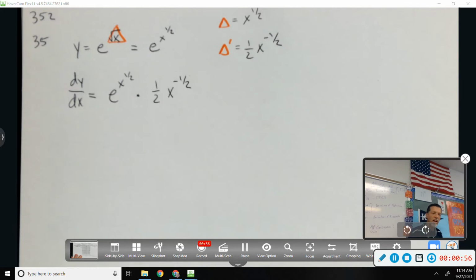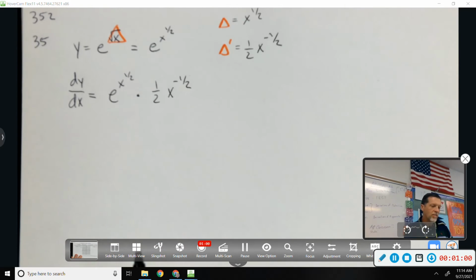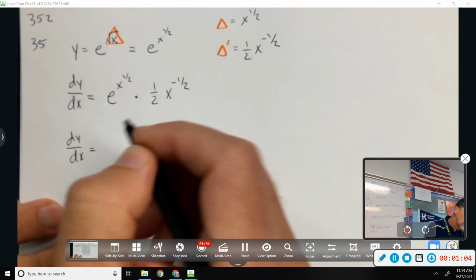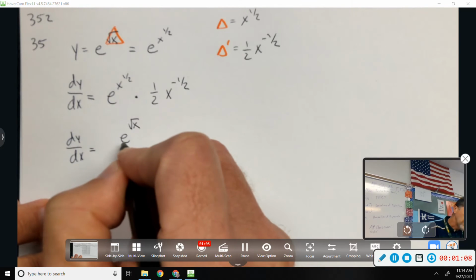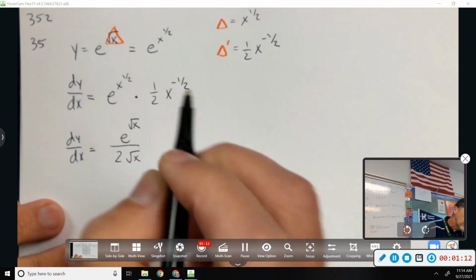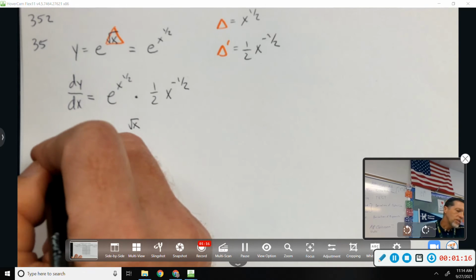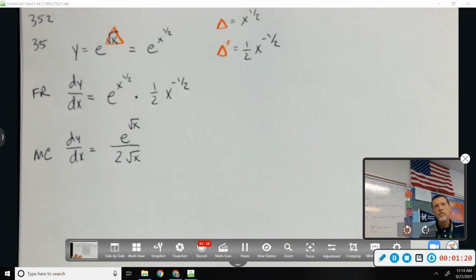That's a safe stop, but I got fractions and negative exponents and lots of stuff that we could clean up if we wanted to. And we could rewrite x to the 1/2 as square root of x. So there's probably the calc chat answer, the multiple choice answer, versus the free response answer. So again, just the algebra between those two.